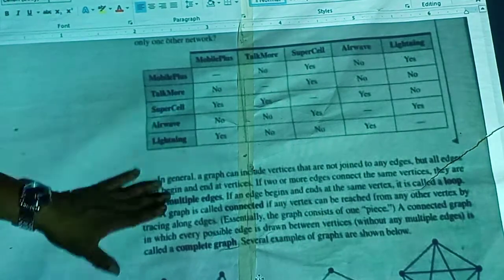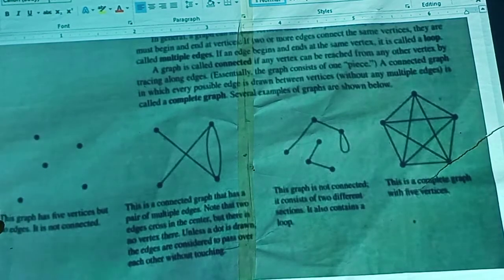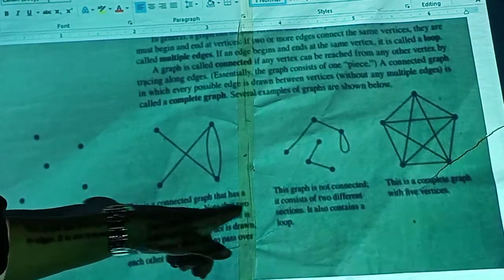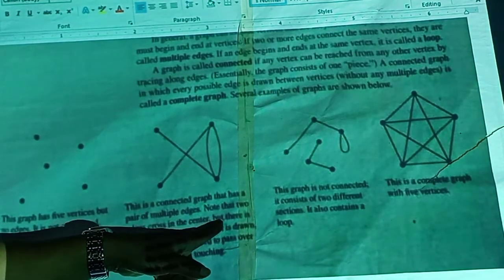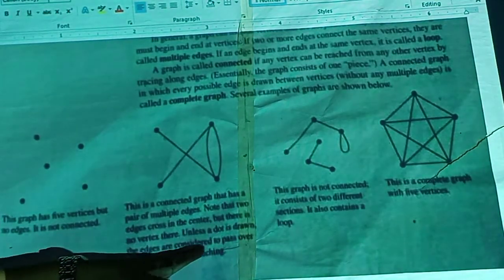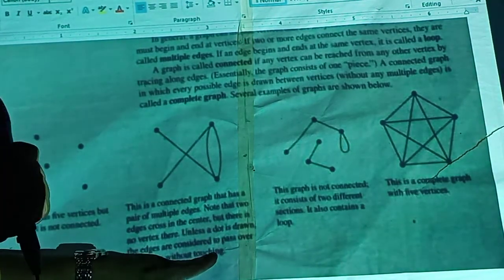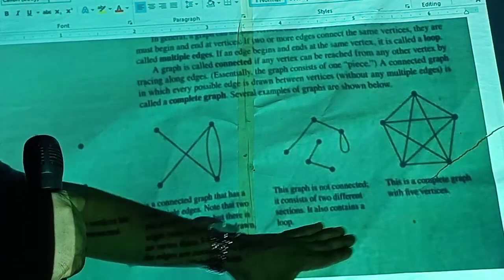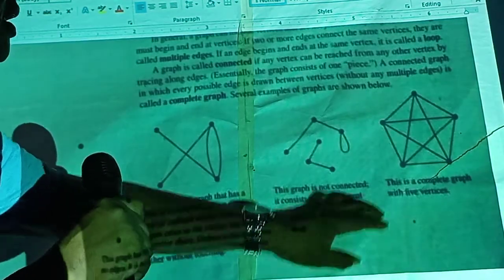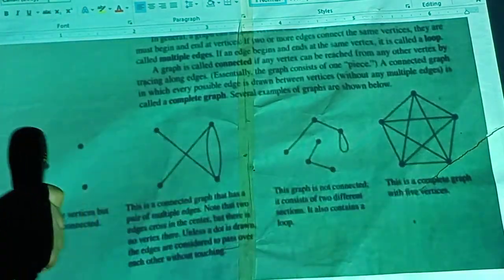Okay, let's try to take a look. Okay. So this is a connected graph that has a pair of multiple edges. Note that the two edges cross in the center, but there is no vertex unless one is drawn. The edges are considered to pass over each other without touching. The graph is connected. This is a complete graph with 5 vertices.